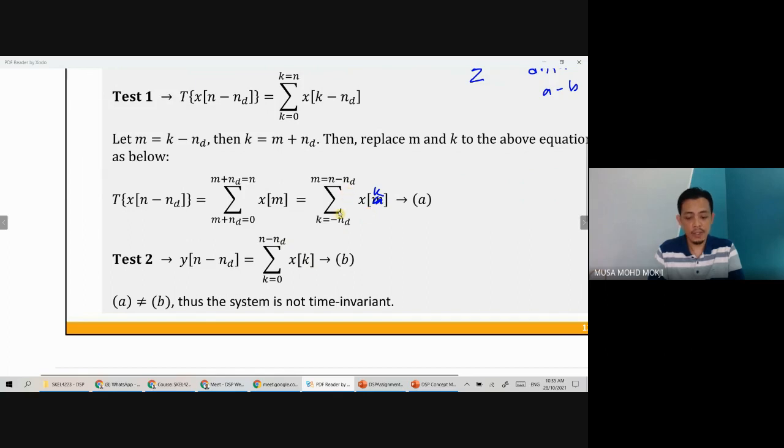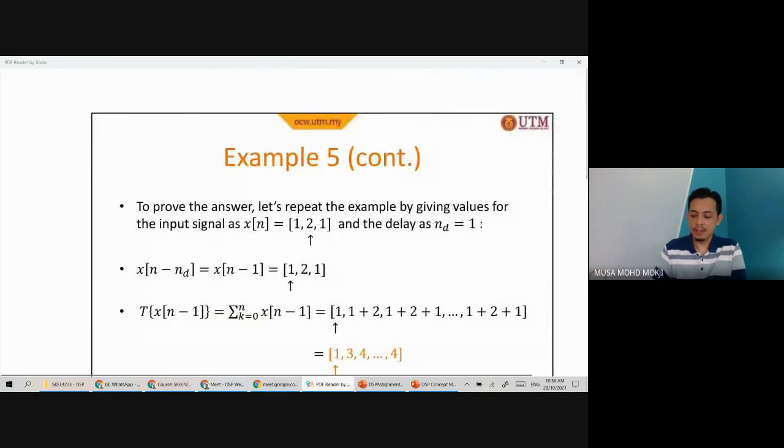So what is the difference? The difference is the range is from 0 up to n minus nd, but this one has the range from minus nd up to n minus nd. So it is not equal. The summand is equal, but the range is not equal. So this is not time invariant, or sometimes we call it time varying. We can call it either one. Any questions so far?